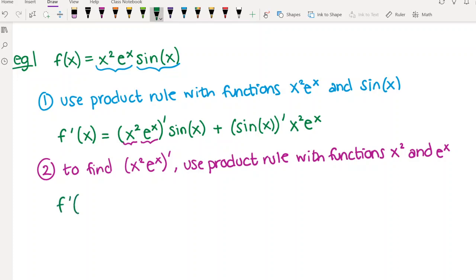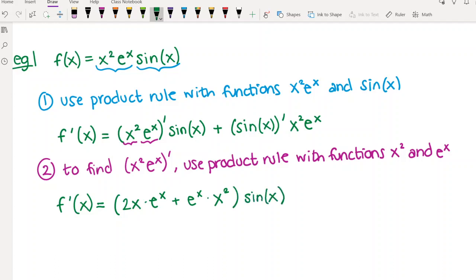So where we had written this x squared times e to the x prime, now we can actually take the derivative of that. So what's the derivative of x squared times e to the x? Well, we start by taking the derivative of x squared, and that's 2x, and we multiply that with e to the x. And then to that we add the derivative of e to the x, which is e to the x, and we multiply that with x squared. And then we multiply that with sine of x.